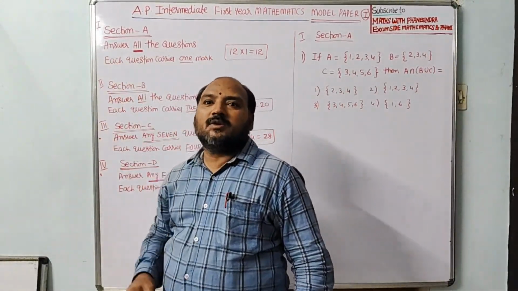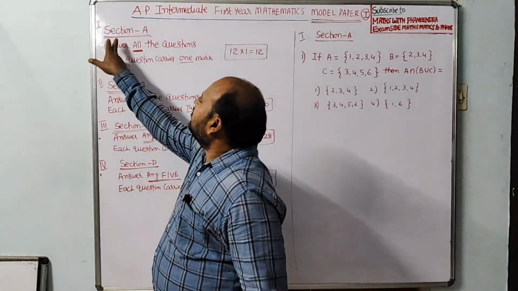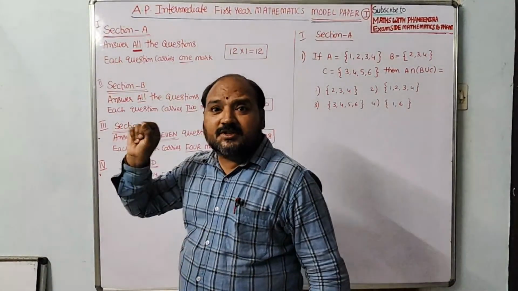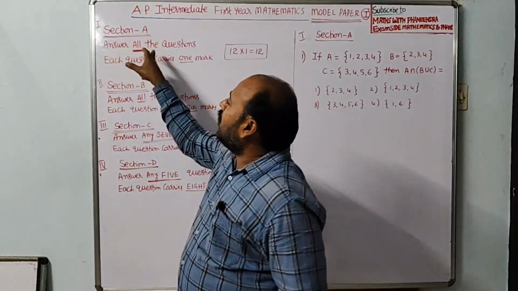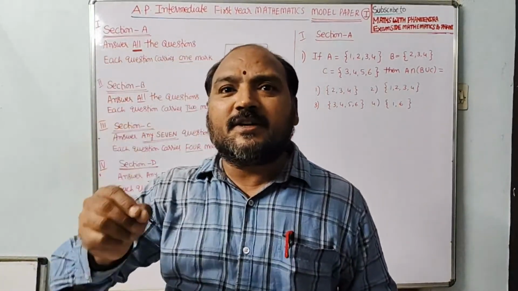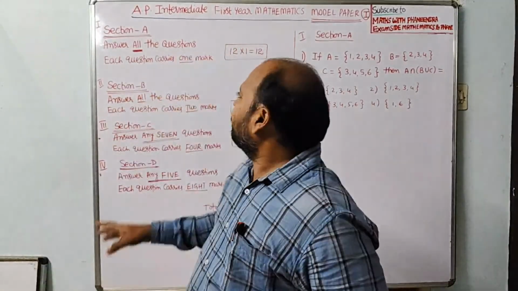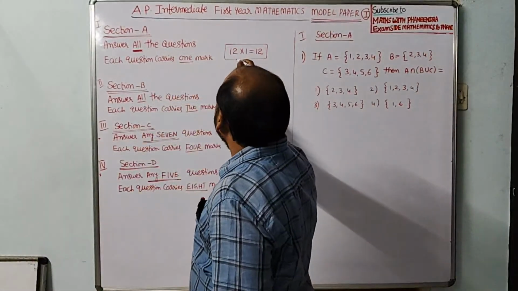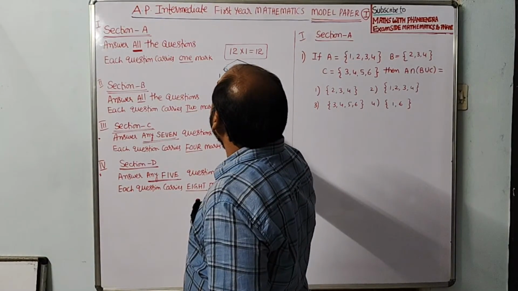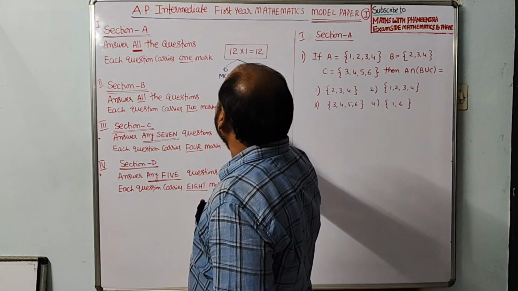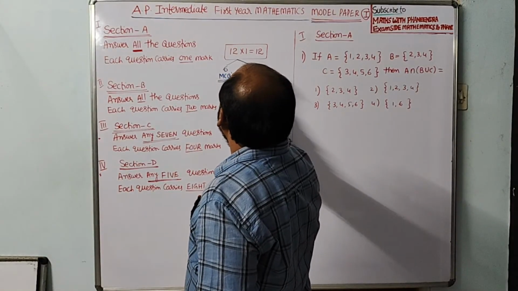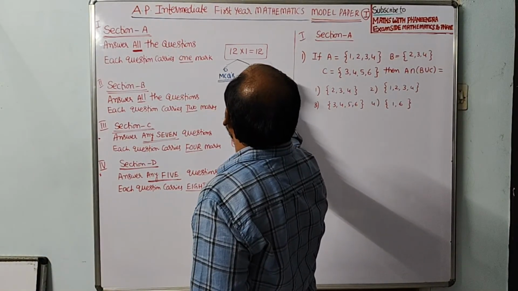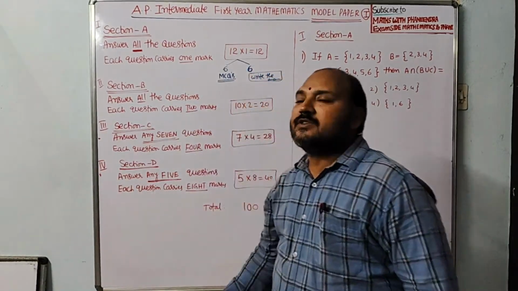How many marks will we get in that? Section A contains 1 mark questions. Answer all the questions. You have to attempt each and every question. So in section A, they will give 12 questions. Here, clarity is there, students. In that, 6 MCQs are there, according to the model paper I am saying, dear students. You have to write the answer. 6 MCQs are there.